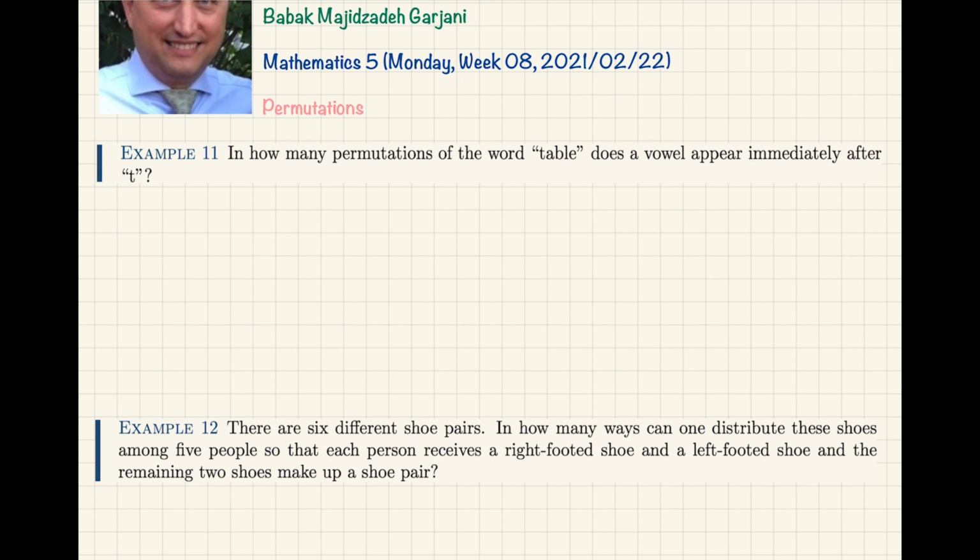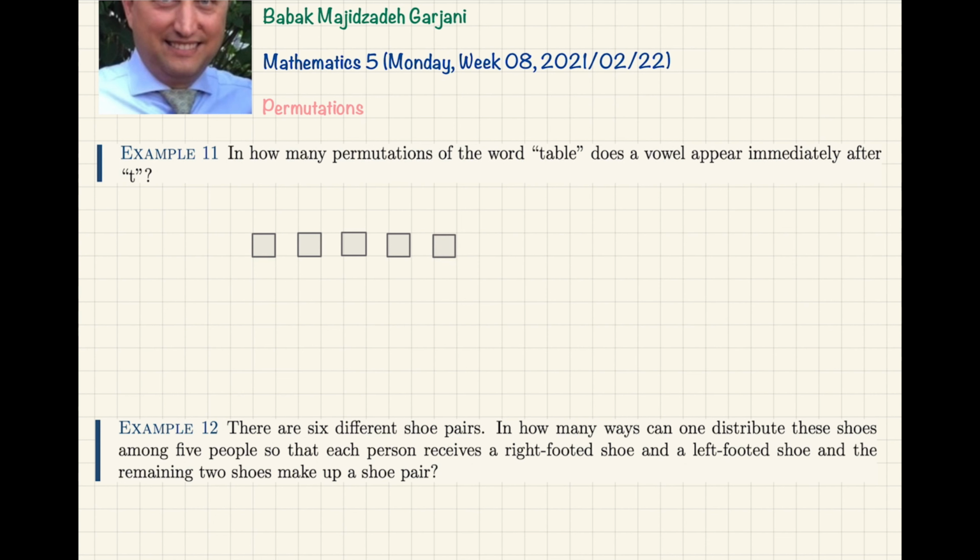For the word TABLE, I want to have 5 distinct positions: 1, 2, 3, 4, and 5. You need to interpret what's going on. My goal is to write a permutation in which a vowel appears immediately after a T. It means that, for example, T cannot appear here, because if T appears here, there is no position after a T for the vowel.